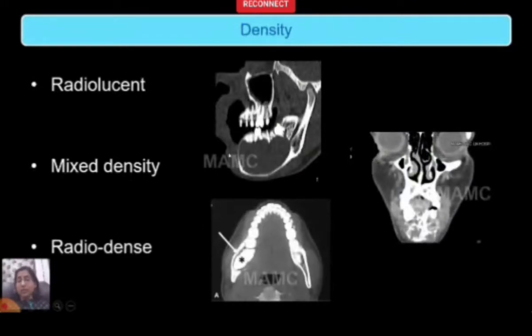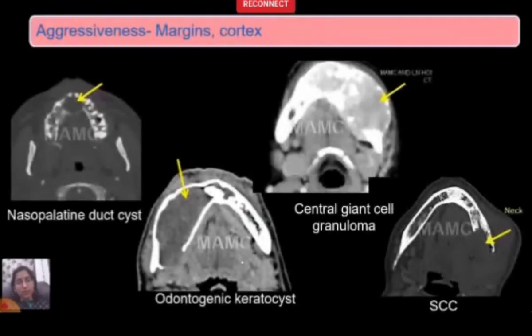Then look at the density. Is it a lucent lesion? Is it a mixed density lesion? Or is it a sclerotic lesion? And based on this density, different differential diagnosis can be proposed, and that's how I have actually divided my talk, and we shall see it as we proceed.